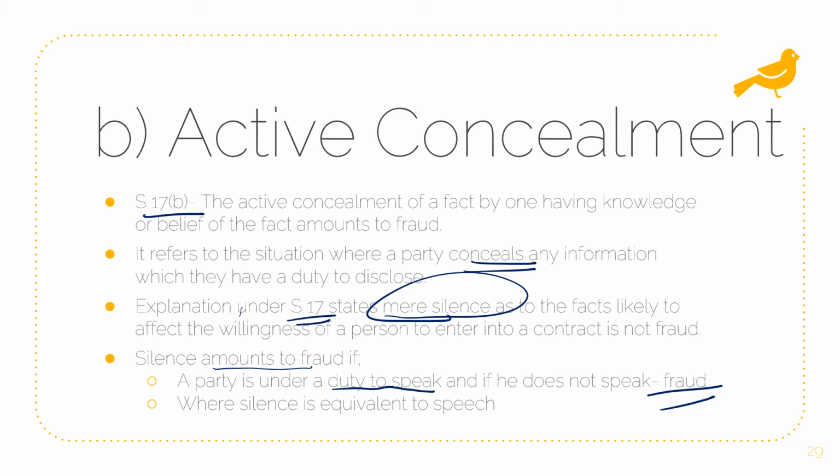Number 2, silence amounts to fraud if the silence itself is equivalent to speech. For example, Salman offered to sell his cat to Hamid. Hamid says to Salman, "If you do not deny it, I shall assume the cat is healthy." If someone kept silent, his silence itself is equivalent to speech. Hence, it is considered as fraud.